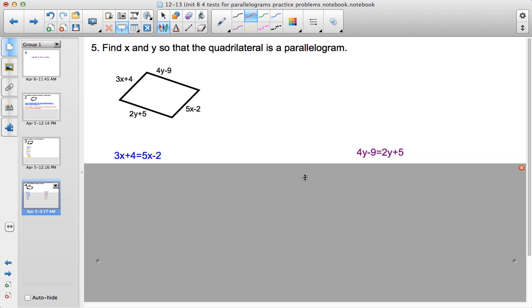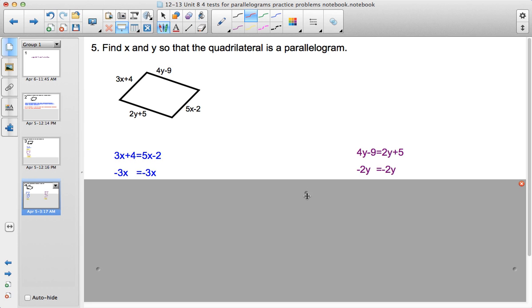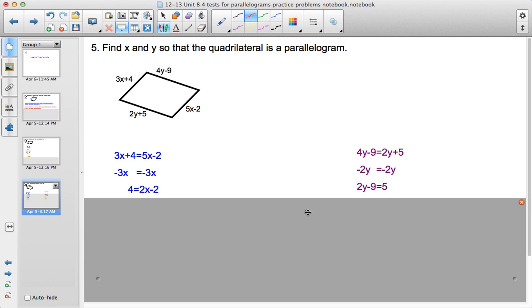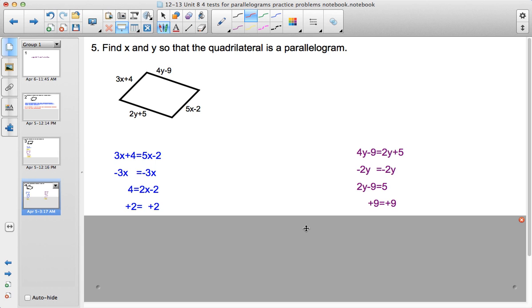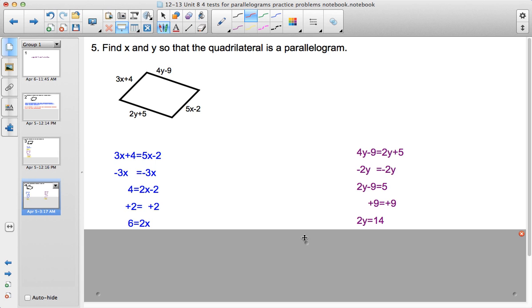We would set it up with 3x plus 4 equals 5x minus 2 because they're opposite each other. We will subtract 3x from both sides of the equal sign. That will leave us with 4 on the left and 2x minus 2 on the right. We'll add 2 to both sides. That leaves us with 6 equals 2x. And finally, when we divide by 2, we get x equals 3.